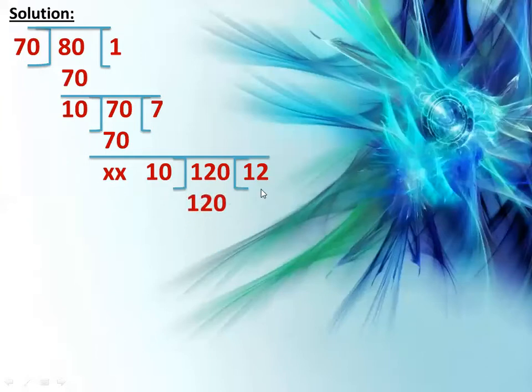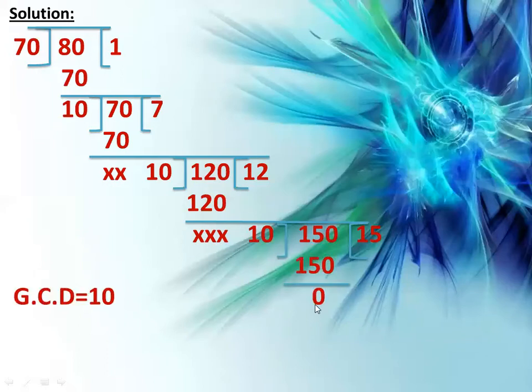Then 10 multiplied by 12 will become 120. After that, again you will get no remainder. That's why you will move on to your next number by taking 150 as a dividend and 10 as your divisor again. So 10 multiplied by 15 will become 150 and you will get no remainder here. That's why your GCD will be 10. So my dear students, these are the methods to solve GCD of more than two numbers by using the division method.